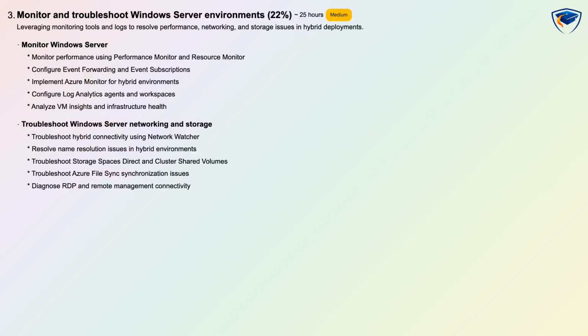The Monitor and Troubleshoot Windows Server Environments domain deals with monitoring tools and logs for resolving performance, networking, and storage issues in hybrid deployments. You will learn how to monitor performance using Performance Monitor and Resource Monitor, configure event forwarding and event subscriptions, and implement Azure Monitor for hybrid environments. You will also learn how to troubleshoot hybrid connectivity using Network Watcher, resolve name resolution issues in hybrid environments, and diagnose RDP and remote management connectivity.